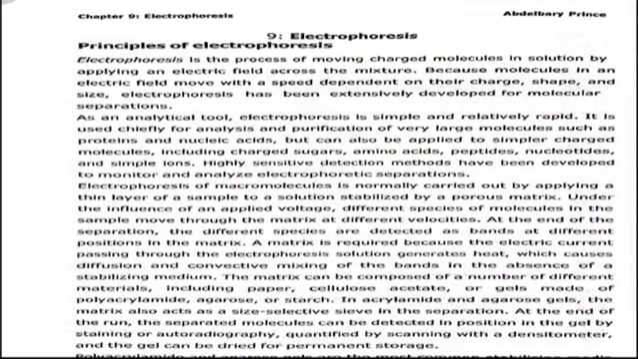Polyacrylamide is the most common matrix for separating proteins. Nucleic acids are separated on either polyacrylamide or agarose gels depending on the size of molecules to be analyzed. Figure 1. Basic arrangement for electrophoresis.